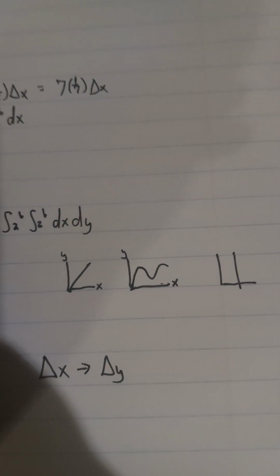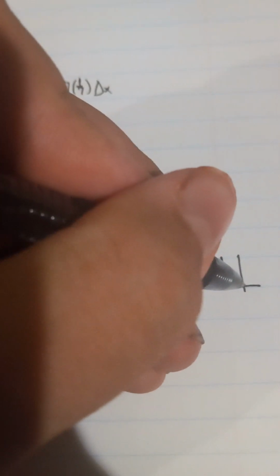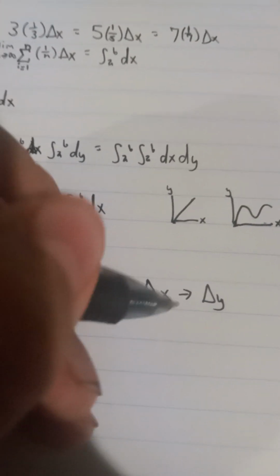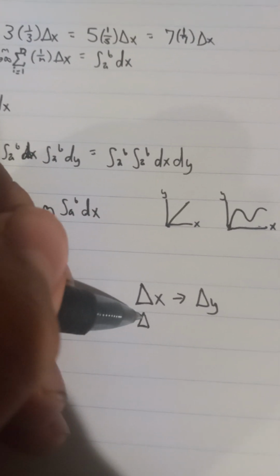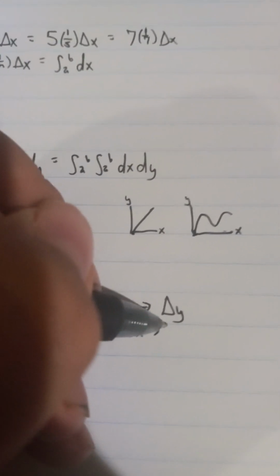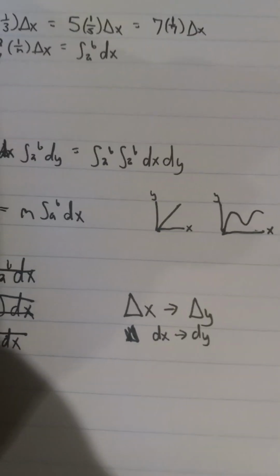If there was no run, but there was a rise, what you would have is a vertical line like that, because you're not going any further to the right, but your rise is going up, and that's not a function. So really, it's this delta x implying this delta y. And so if we had a really small run, like a dx, that would imply a really small rise, dy.